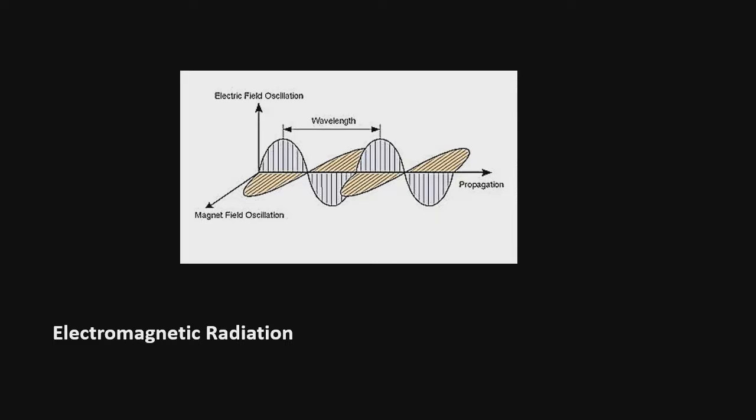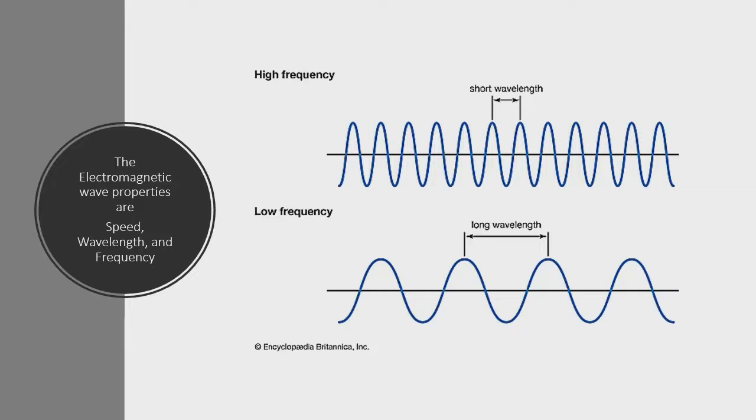A wave that is propagating in an electromagnetic field is called an electromagnetic radiation. The electromagnetic wave properties are the following: speed, wavelength, and frequency. The speed. All electromagnetic radiation travels at the same speed, which is the speed of light. This is about 3 times 10 raised to the power of 8 meters per second.